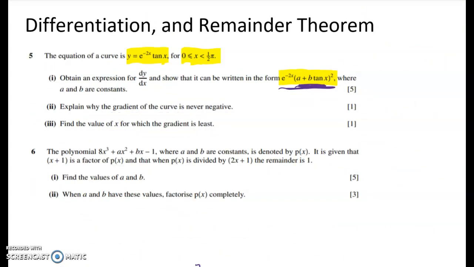We've got a polynomial, and it's got 2 missing coefficients, and it's denoted by p of x. And we're told that x plus 1 is a factor of p of x, and that when p of x is divided by this, the remainder is 1. So to find a and b, we're going to use the factor theorem, and we're going to use the remainder theorem. Then we're going to follow up by factorising p of x completely.